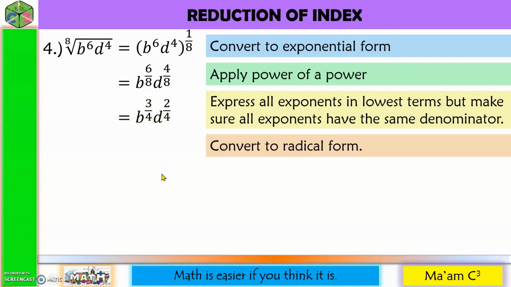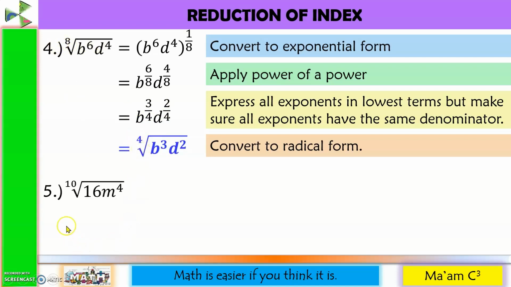So now let us convert this to radical form. So 4 here will become my new index. So this is the 4th root of b cubed d squared. So notice that we were able to reduce our index from 8 to 4.